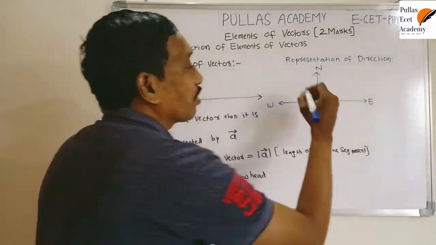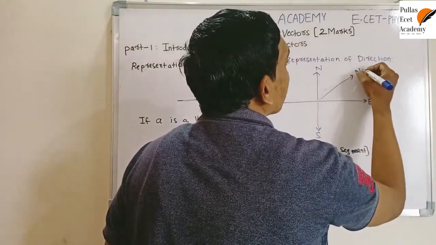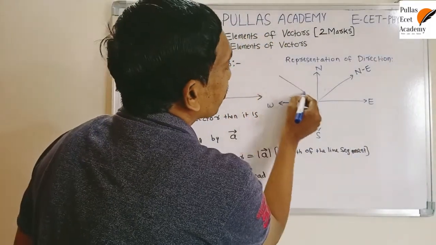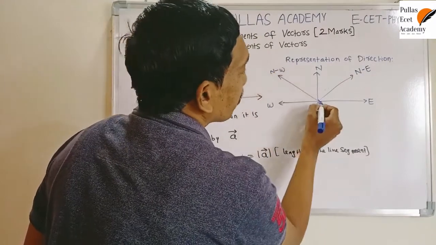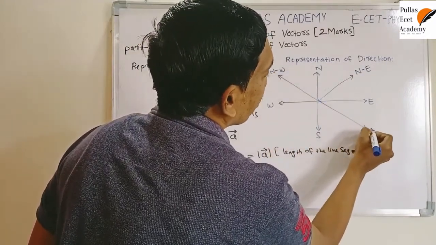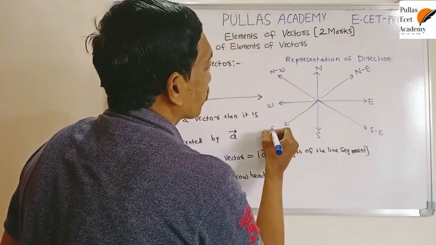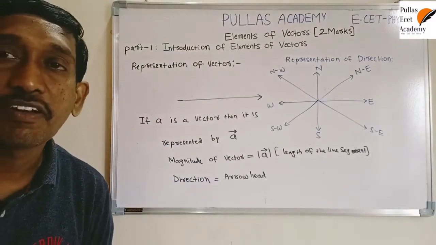Now suppose you want this direction; this is called the northeast direction. In the same way, this is called what? The northwest direction. Suppose this corner stands for what here? The southeast direction. Suppose this corner stands for the southwest direction. In this way we have to understand. These are the representations of direction.